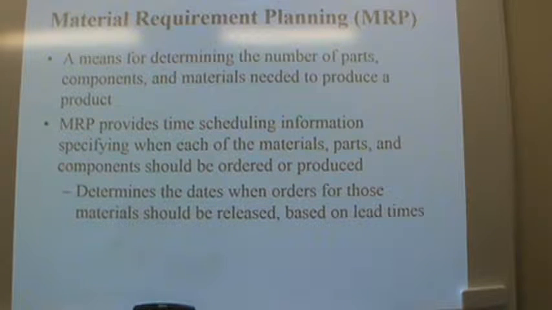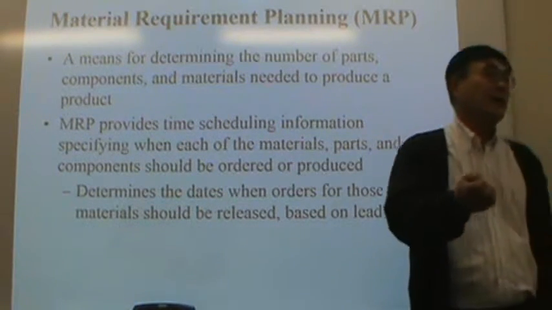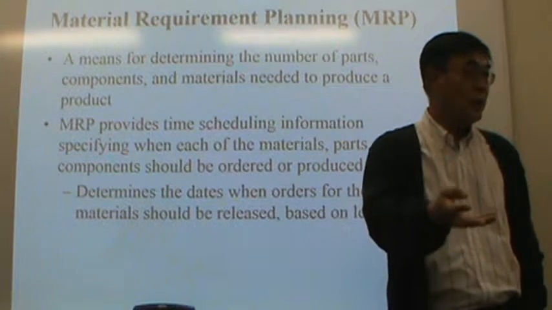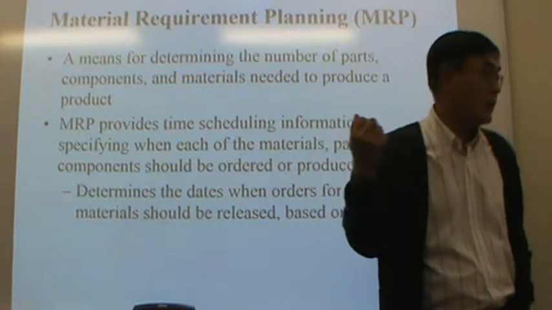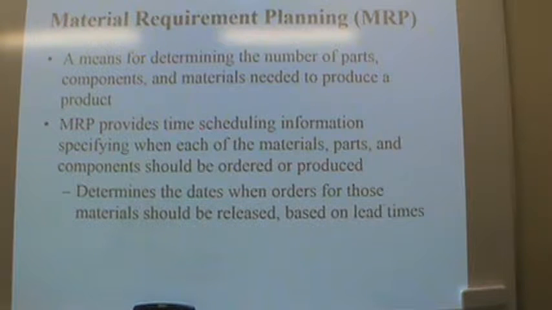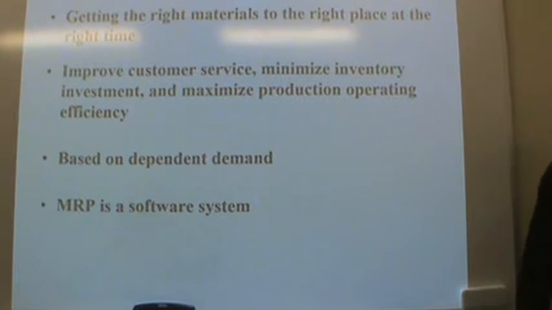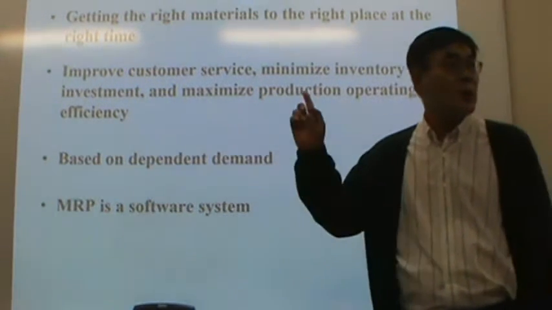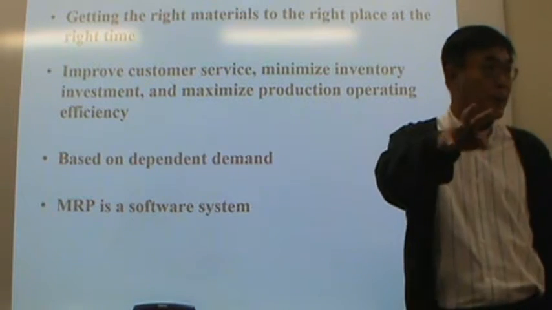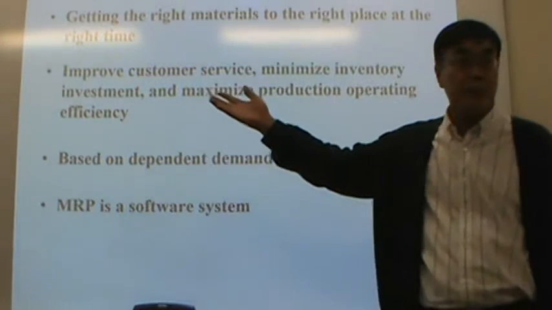MRP is a means for determining the number of parts, components, and materials needed to produce our products. And MRP provides time scheduling information specifying when each of the materials, parts, and components should be ordered or produced. It determines the date when orders for those materials should be released based on lead time. You know lead time, right? Time between order and receive. Getting the right materials to the right place at the right time. Sounds like the JIT system, right? Just in time. Right amount, right place, right time.